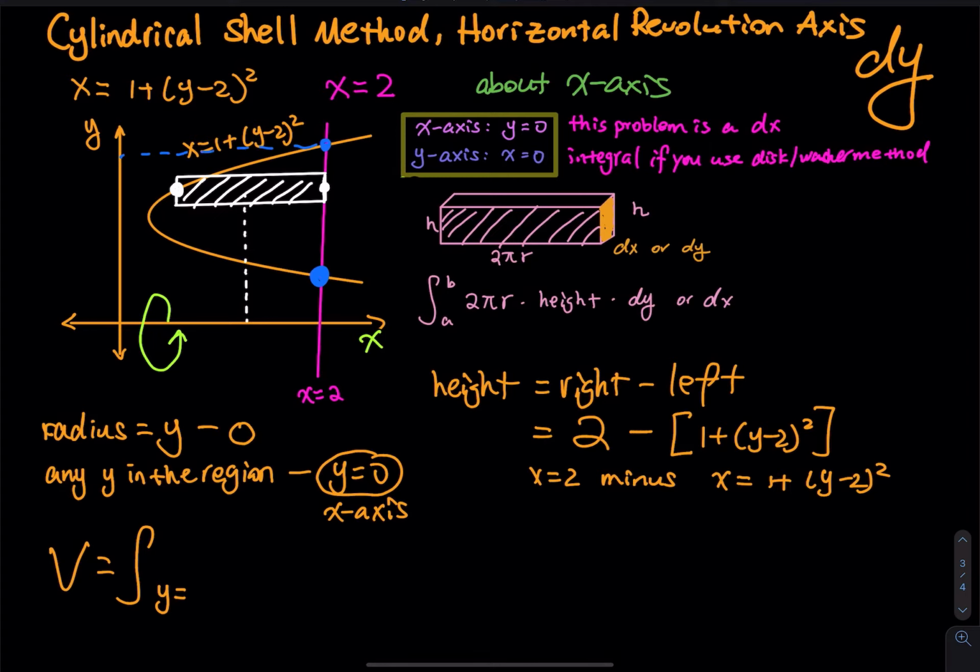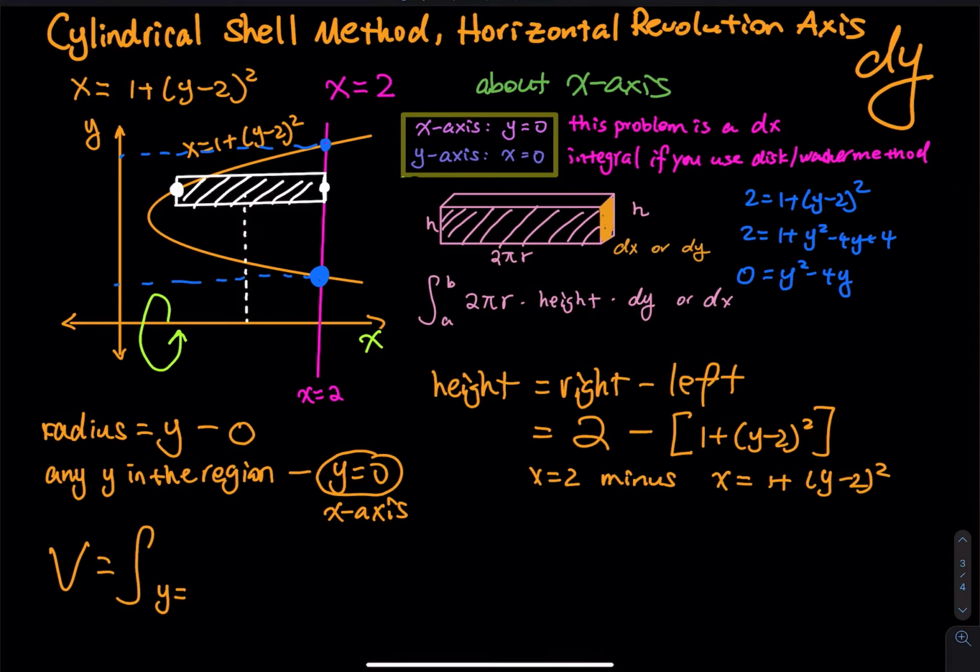So we have to figure out those 2 blue points. This is easy. All you have to do is set them equal. So we have 2 equals 1 plus (y minus 2) squared. Then you open up the square, so that is 1 plus y squared minus 4y plus 4, and then move the 2 to the other side.